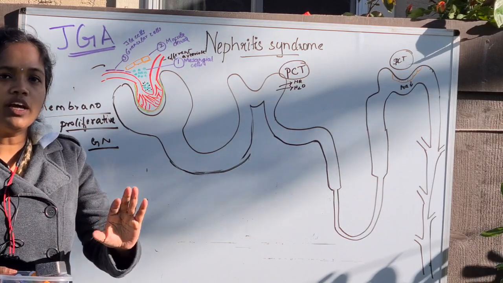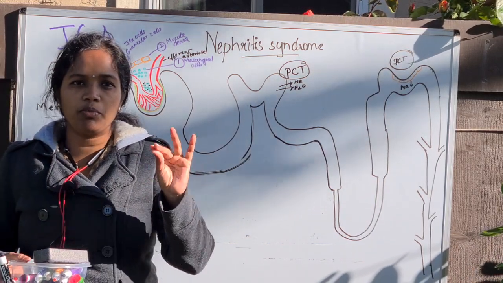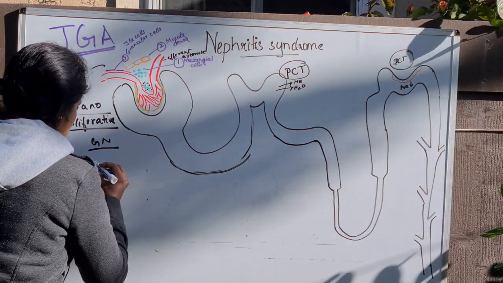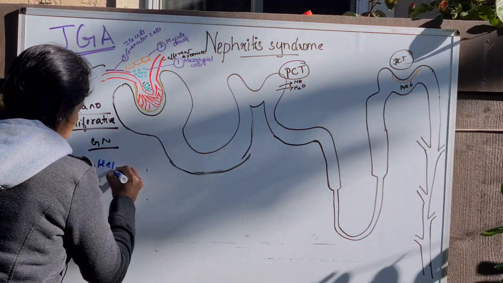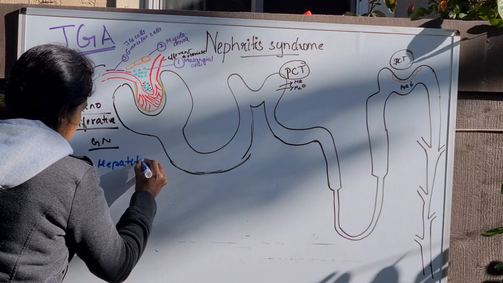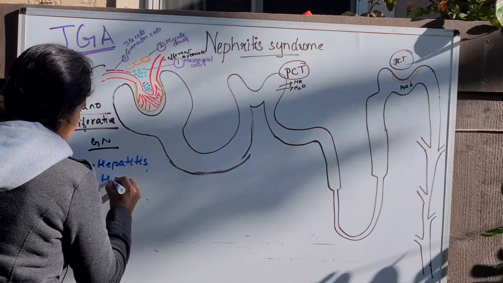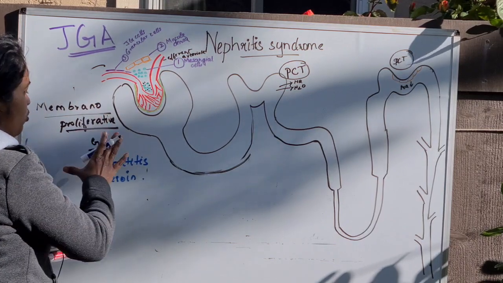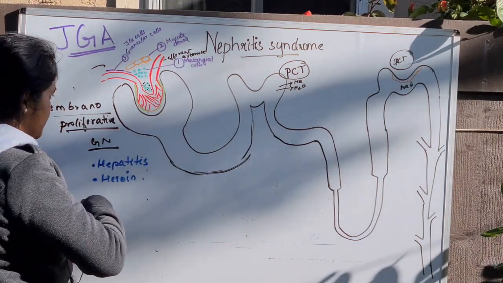That's it. So what are the most common causes which result in membranoproliferative glomerulonephritis? One is hepatitis, and the other one is heroin. That's all you should know about membranoproliferative glomerulonephritis, right?